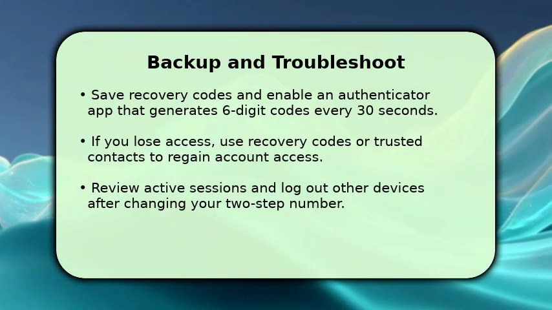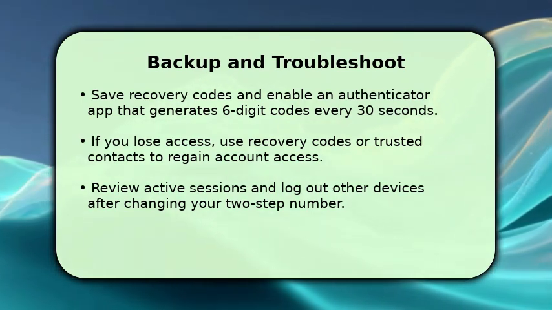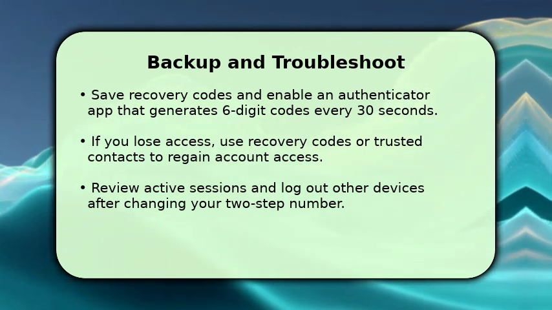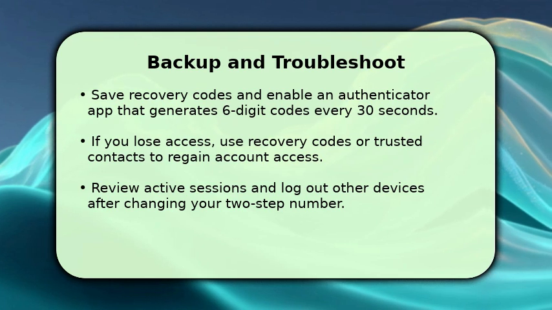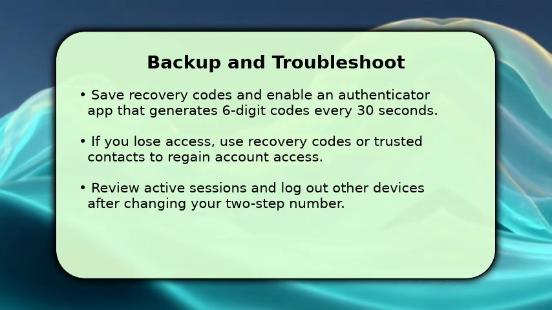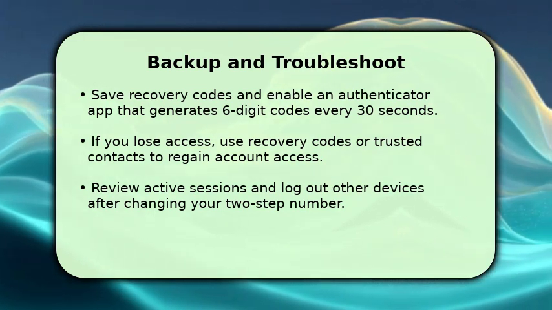Consider enabling an authenticator app that generates 6-digit codes every 30 seconds for more reliable two-step verification. Set up trusted contacts as an additional recovery option if you lose access to both phone and codes. If you cannot receive codes, contact Facebook support and follow account recovery prompts or use recovery codes.